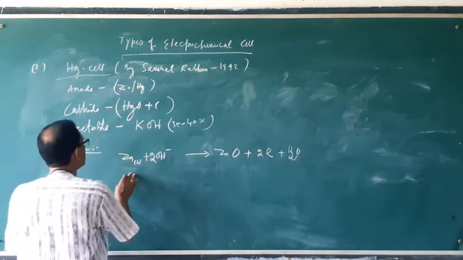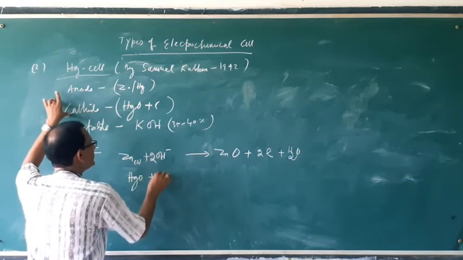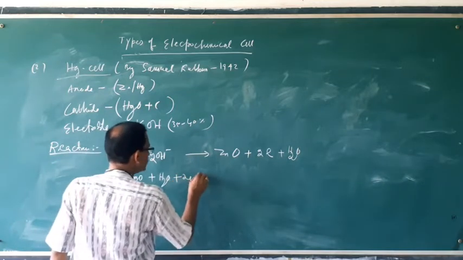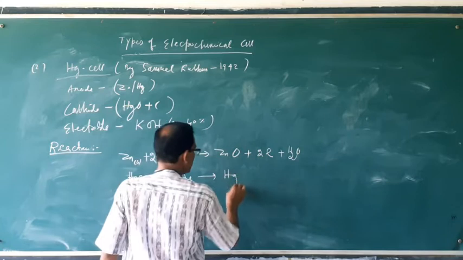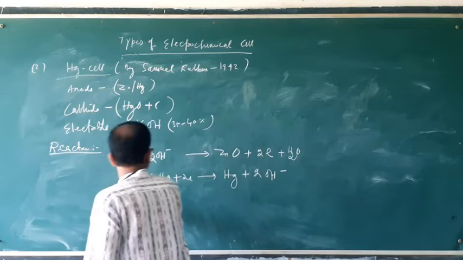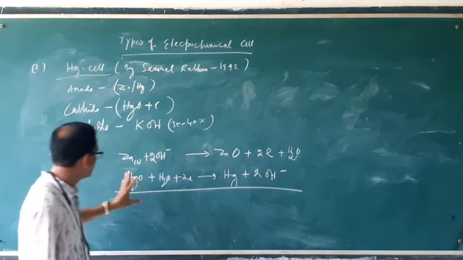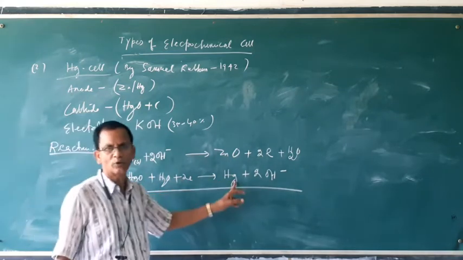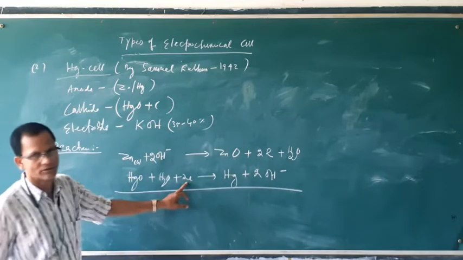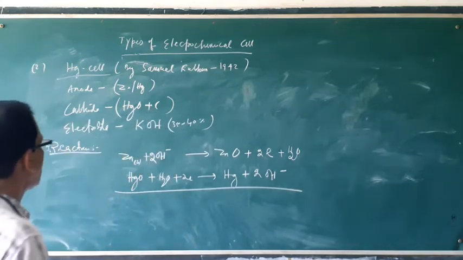Then second, here what happens? This mercury oxide takes part in the same reaction, in presence of water, by getting 2 electrons, converted to mercury and 2OH minus. Just opposite. Zinc gets oxidized to zinc oxide, and mercury oxide is reduced to mercury. One is oxidation, another is reduction, because for the loss of electrons there is a gain of electrons. That's why oxidation reduction takes place, with formation of zinc oxide and mercury.